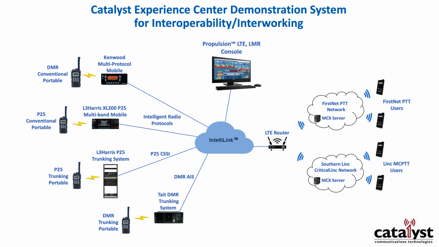On the right side, you'll see two LTE systems. On the top is AT&T's FirstNet, and below that is the Linc critical link system. The glue that ties these together in the center is Catalyst IntelliLink. That provides the interoperability between all of these endpoints. Above it in the diagram is the Catalyst console. You don't have to have a Catalyst console to use our interworking solution, but it makes it a lot easier to see in the demonstration what's going on under the hood.